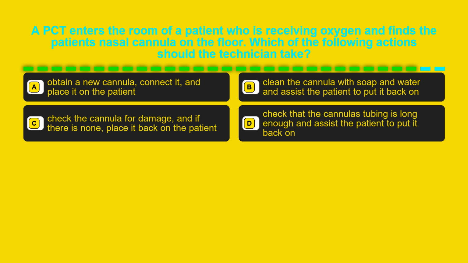Question 24. A PCT enters the room of a patient who is receiving oxygen and finds the patient's nasal cannula on the floor. Which of the following actions should the technician take? Option A. Obtain a new cannula, connect it, and place it on the patient. Option B. Clean the cannula with soap and water and assist the patient to put it back on. Option C. Check the cannula for damage, and if there is none, place it back on the patient. Option D. Check that the cannula's tubing is long enough and assist the patient to put it back on.